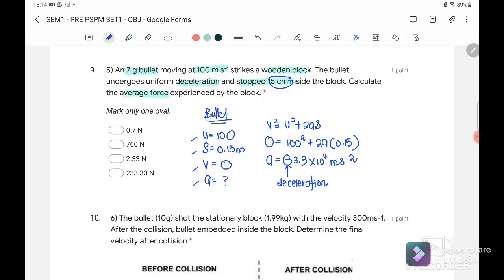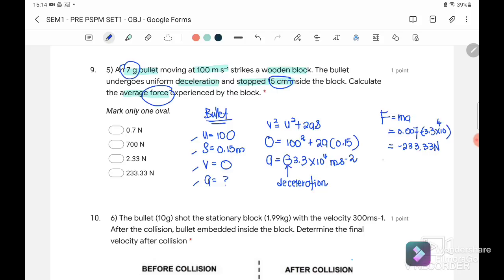Now we want to find the average force, where force is equal to ma, where m for the bullet is 7 grams, so it's 0.007 times the acceleration, 3.33 × 10^4. Therefore, the force exerted is equal to negative 223.33 Newton. This is the force exerted on the bullet.